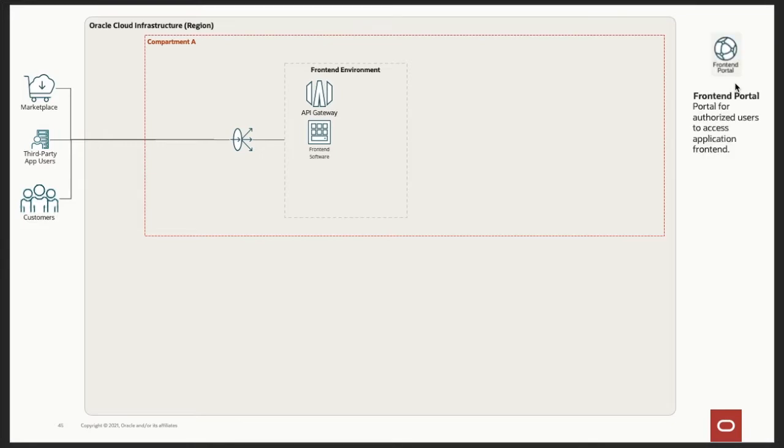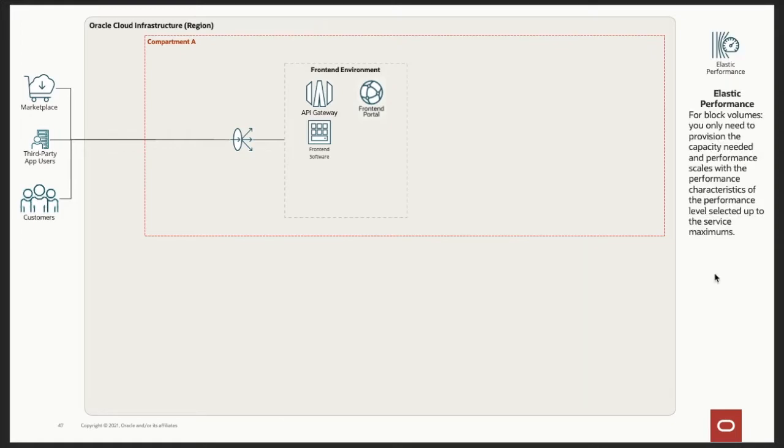We will also add in a front-end portal. This will be added for customers to access the application front-end from the internet. So these customers will be directed to the front-end portal by our load balancer. And then elastic performance will be added to the environment so that we can automatically scale its performance based on demand, and you'll only need to provision the initial amount needed at the start. So if you start to get more users or more traffic from other applications, then you will not need to worry about the decreased application performance because of the elastic performance we have here.